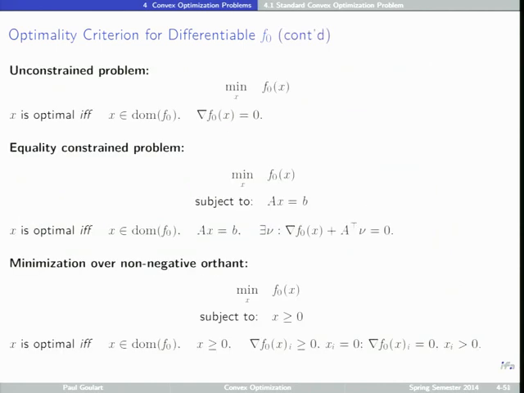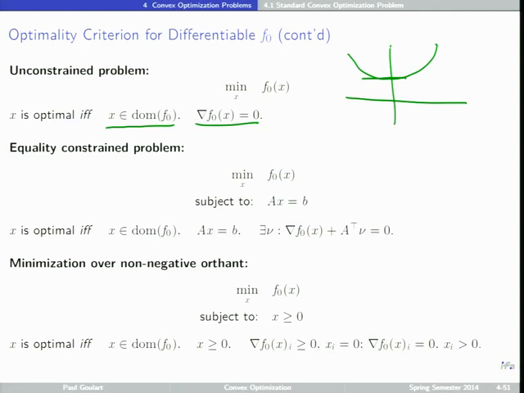Okay, and so I can kind of generalize this to a number of different simple cases. So the one that you know already, I hope, is this one. You say that if you have no constraints at all in your problem, then x is optimal if and only if x is in the domain of the function and the gradient at that point is 0. So you have some function which looks like this, and you just look for the flat bit right there. Okay, so unconstrained problems are easy.